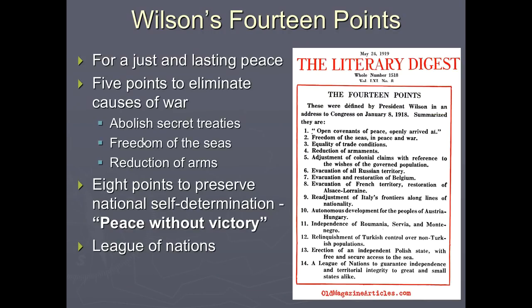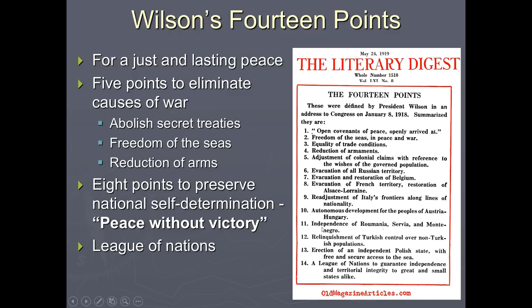You do need to know a lot about Wilson's 14 Points, and this was kind of his 14 things that should define what a post-war world should look like. And so some examples here. For number two, it says freedom of the seas in peace and war. So this goes back to the Lusitania being sunk and unrestricted submarine warfare. The reduction of armaments, because one of the reasons for World War One was militarism.